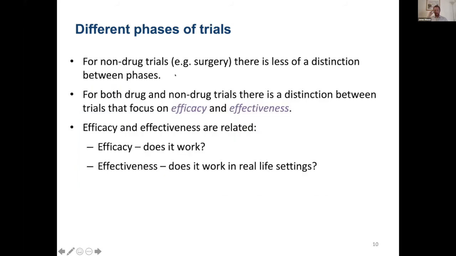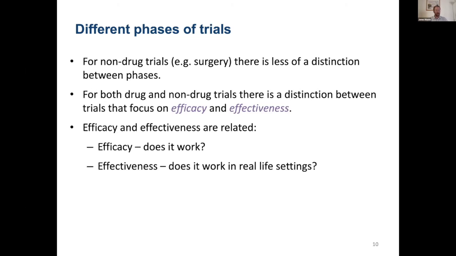So that's for drugs. For non-drug trials, so surgery is a good example, there's generally less of a distinction between phases, but there is more for both drug and non-drug trials, a distinction between trials focusing on efficacy, which was the phase 2 objective in the previous slide, and effectiveness, which was more the phase 3 objective. So these two concepts are very highly related. Efficacy is, does the intervention work, maybe under ideal circumstances, and effectiveness is more, does it work in real life settings? So does it work in the NHS, for example?